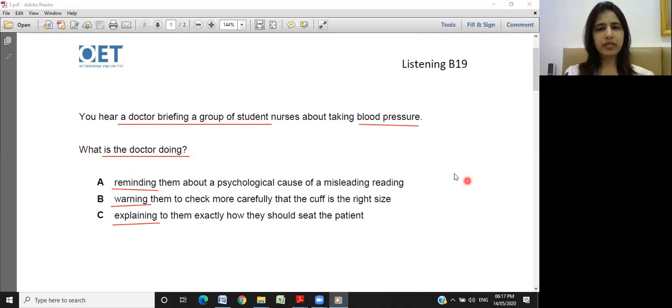So you hear something about each option: something about the cuff size, something about the position, and something about the nervousness. What seems to be the main point that he's trying to make?